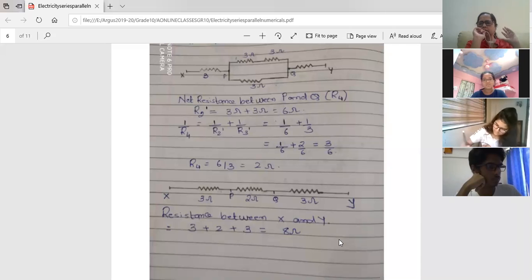Okay, so you have to have a strong power of imagination, and you have to know how the resistances need to be arranged, because they can confuse you.